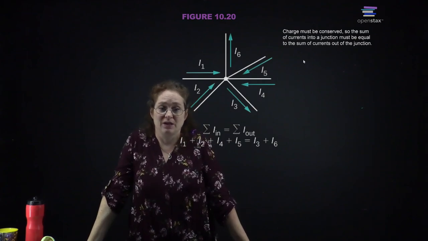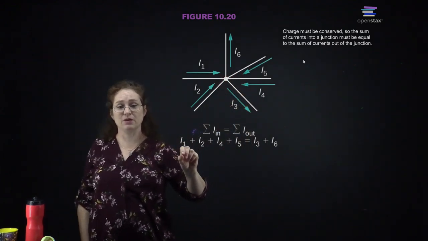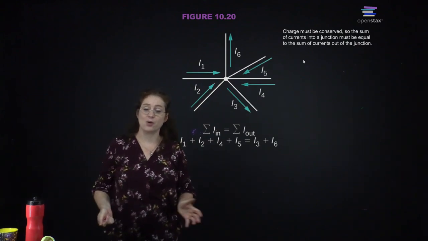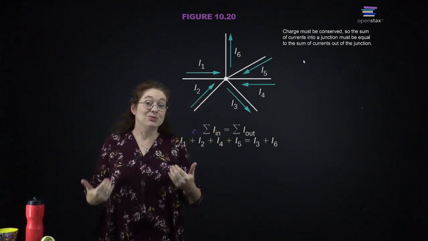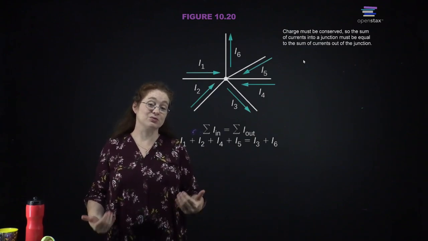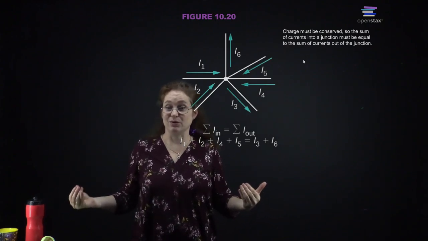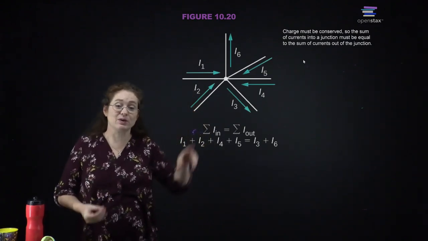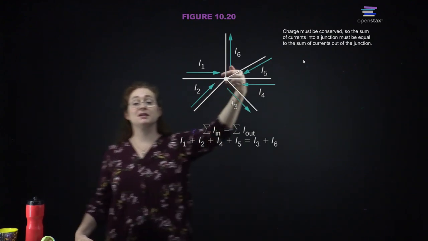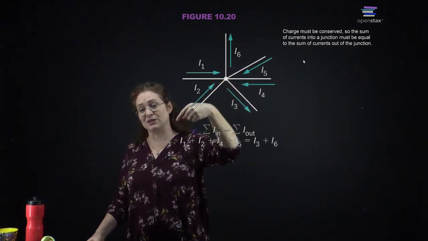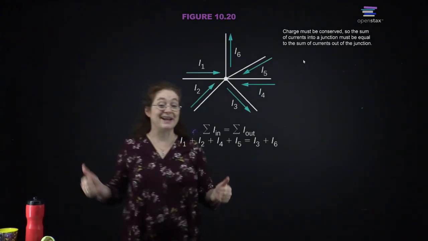All right, so one of Kirchhoff's rules is that if you look at a junction, the sum of the currents in has to equal the sum of the currents out. Now, when you're analyzing these circuits, you don't necessarily know the direction of the current, so you're going to have to pick something. And it doesn't matter which one you pick. If you picked the wrong sign, all that's going to happen is that the current will end up having a negative sign. That just means that you picked the wrong direction, and that's okay.